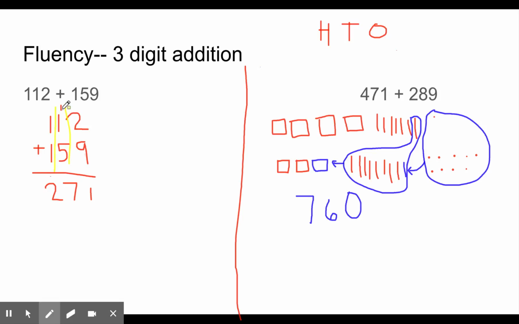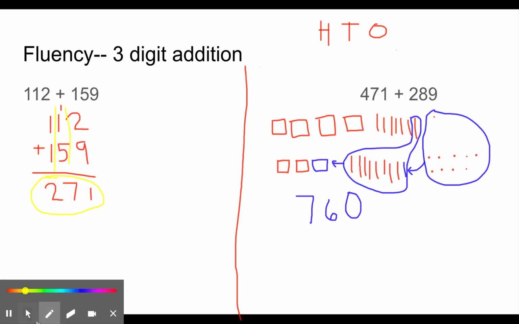Adding that 1 in, 1 plus 1 is 2, plus 5 is 7. And then I add my hundreds. 1 plus 1 is 2. So my answer is 271. Now, if you did it a different way, no big deal, as long as you got the same answer.